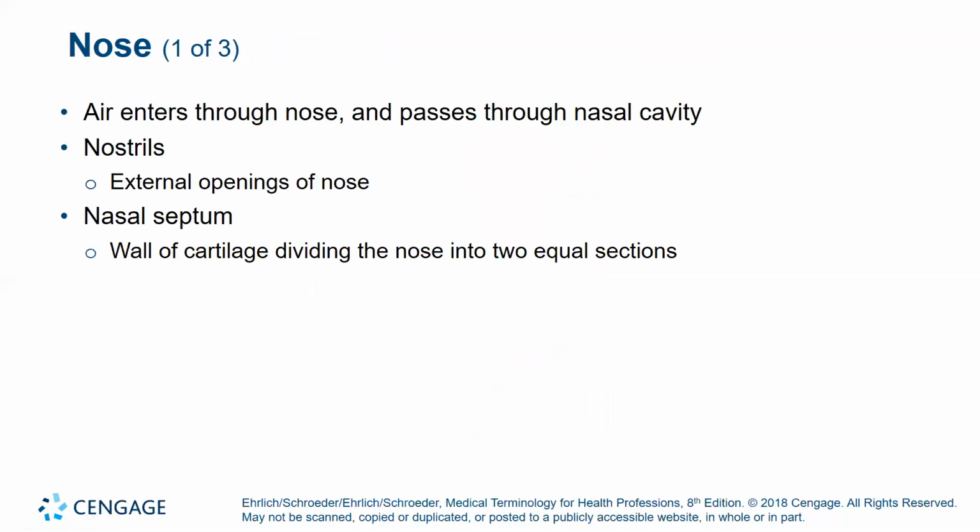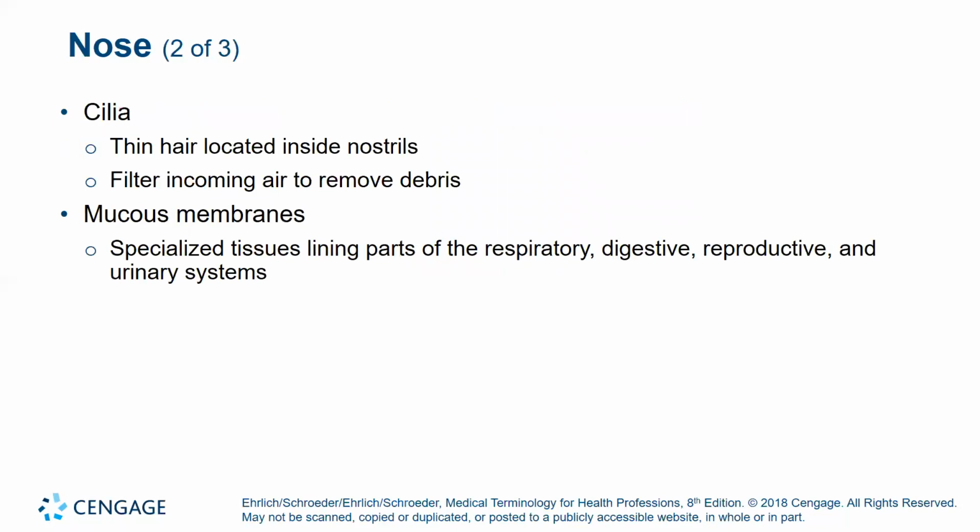So nose, they're going to talk about the nose here first. Air enters through the nose. Obviously, it passes through the nasal cavity. We have the nostrils. These are just the external openings of the nose. We have the nasal septum, which is the wall of cartilage dividing the nose into two equal sections. We have the cilia. These are just real thin hair located inside the nostrils. It does filter the incoming air to remove any debris.